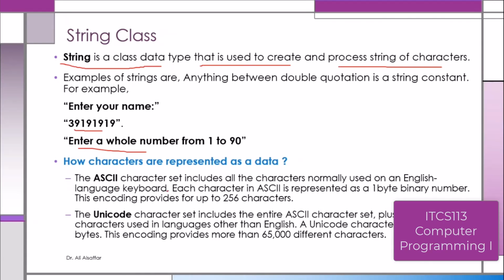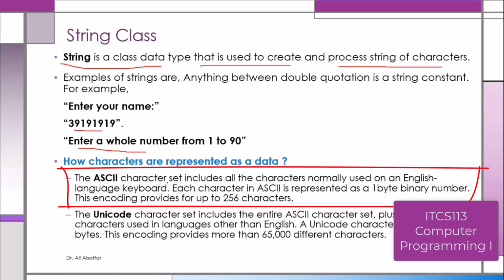This ASCII code character is in fact 1 byte. If you read it here, the ASCII character set includes all the characters normally used in English. So any letter you use, or any character normally used on an English language keyboard. Each character in ASCII code is represented by 1 byte. So any letter you want to send using this code is 1 byte, a 1 byte binary number, which is 8 bits. If you have 1 byte, then the maximum number of codes that you can represent is 256.